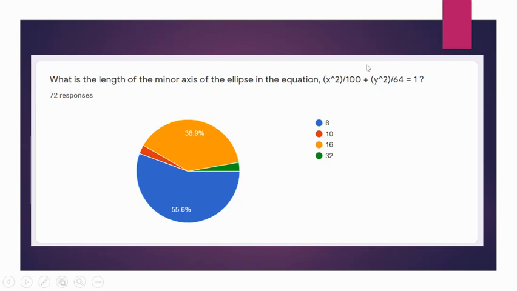For an ellipse, the x squared over 100 and the y squared over 64 does mean the minor axis comes from the 64. So almost everybody knew to look at the 64. You take the square root of 64, which is 8. And 8 was the most picked answer, but 8 was also wrong. Because what you then do is you double the 8. So 64 is b squared in the problem. You take the square root of that and you get 8, and then you times that by 2.